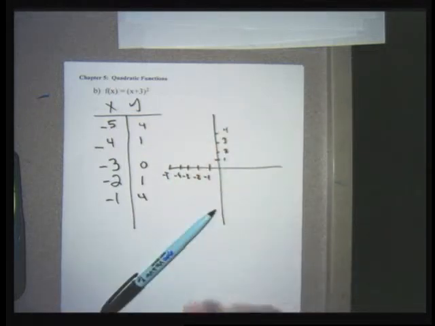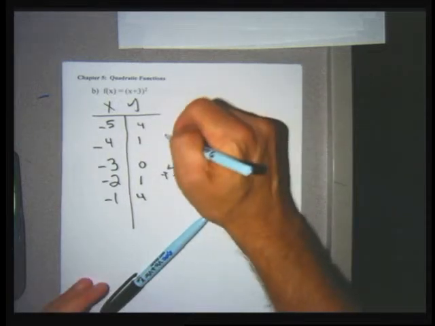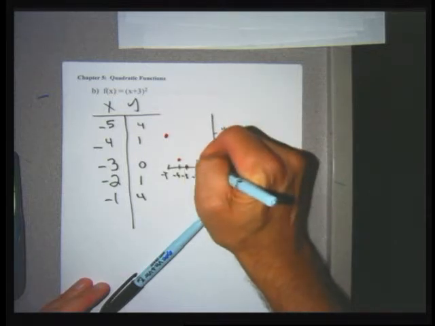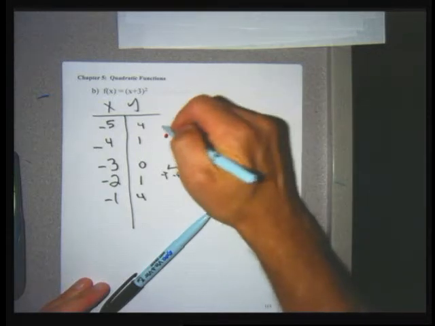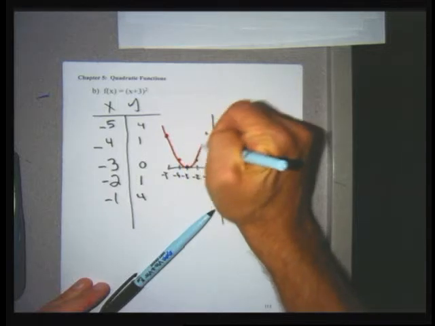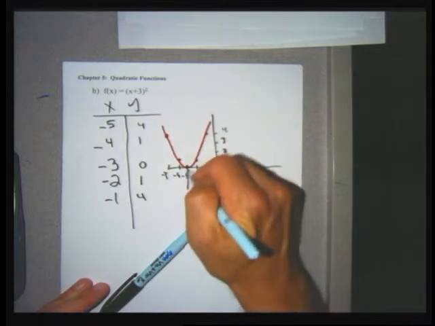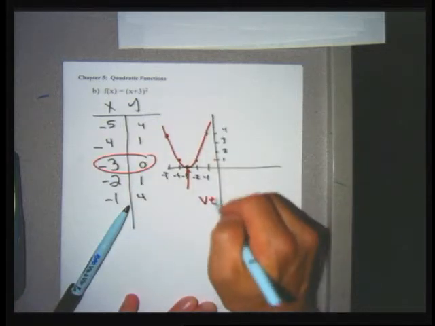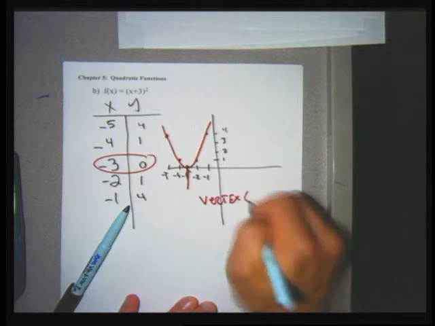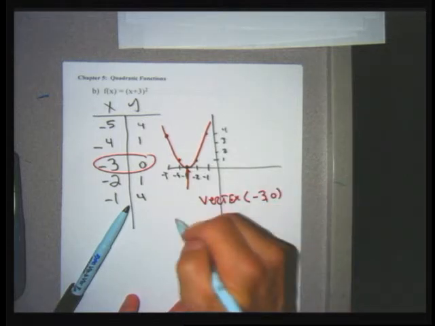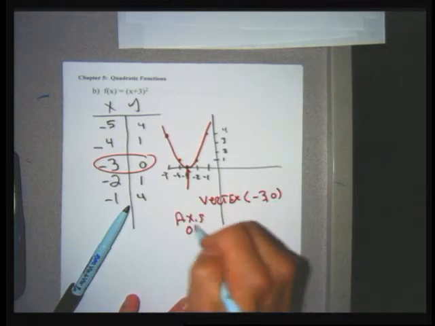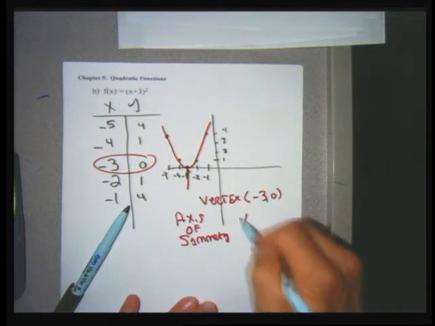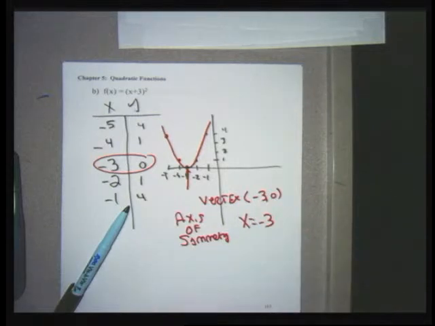First point, -5, comma 4, it's kind of about there. And then -4, 1 about there. -3, 0, -2, 1, -1, 4. Plot the points, connect them with a U. That right there is my vertex. My vertex is always in the middle of my table. My vertex is the point -3, 0, and the axis of symmetry that this also asks for always is x equal the x coordinate of the vertex, which is -3.